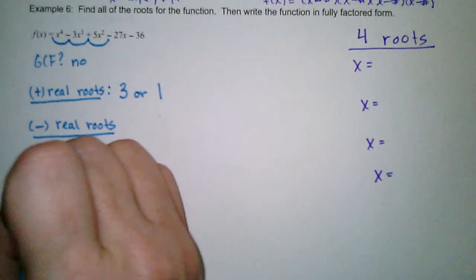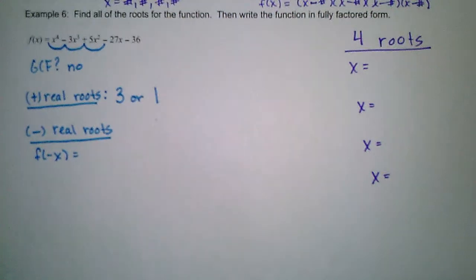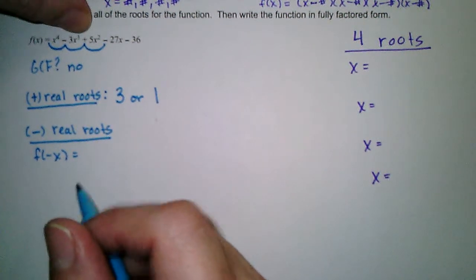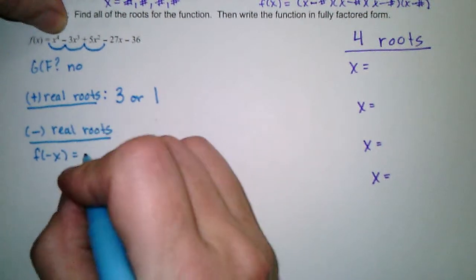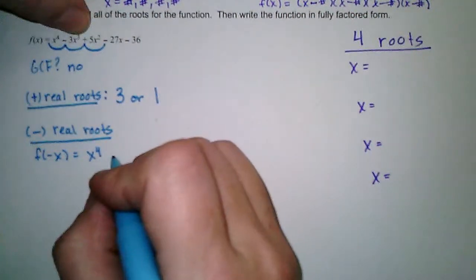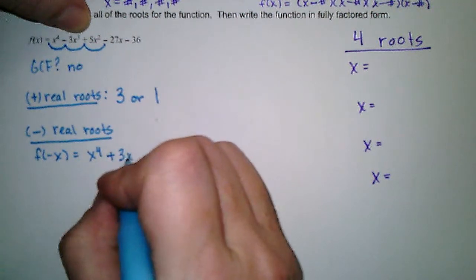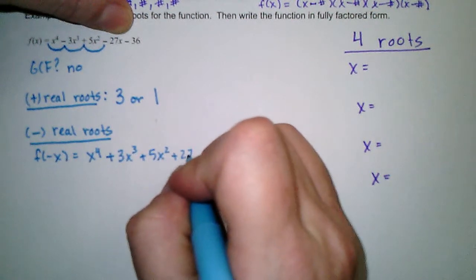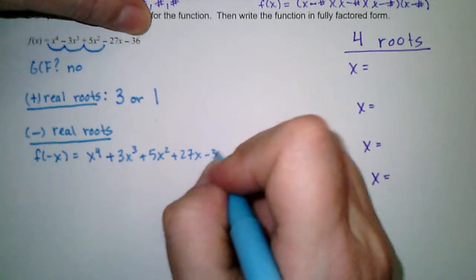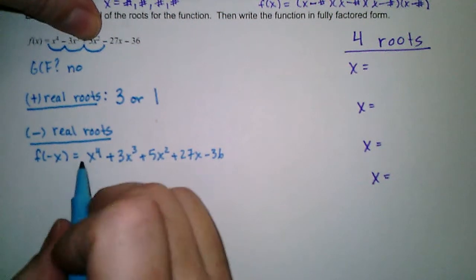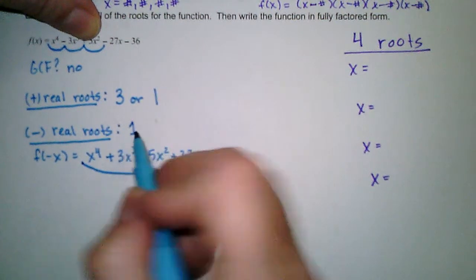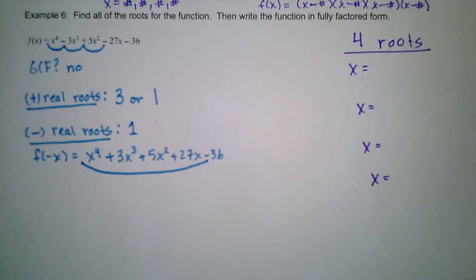And then for negative real roots, we have to know what f of negative x is. And remember, the secret to that is that the positive exponents don't switch and the negative exponents do switch. So rewriting that, x to the 4th stays. Negative 3x cubed switches to positive 3x cubed. 5x squared stays. Negative 27x switches. And the constant term stays. So in f of negative x, it starts out positive and it changes to negative at the very end. So there's going to be 1 negative real root. So either 1 or 3 positive and 1 negative.